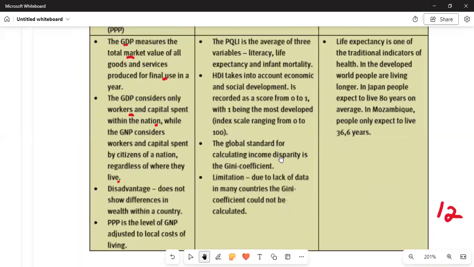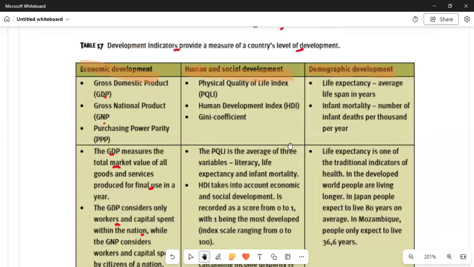And moving on again, we see that the disadvantage is that it does not show all the differences in wealth within a country, and the PPP is the level of the cost of living. Okay, and then let us discuss the human and social development. So we are saying that development also talks about human and social development, which must be entailed.